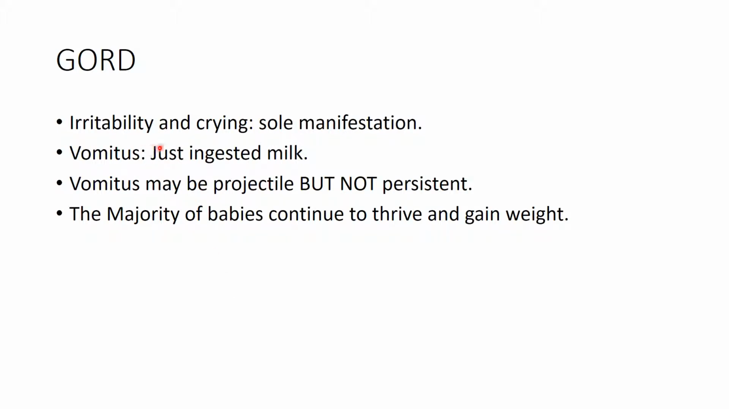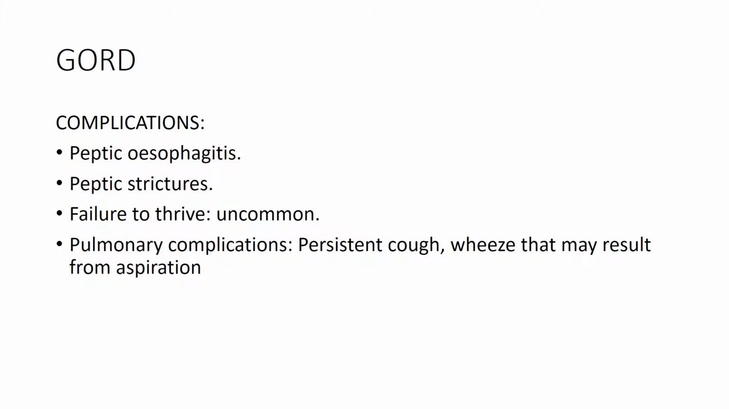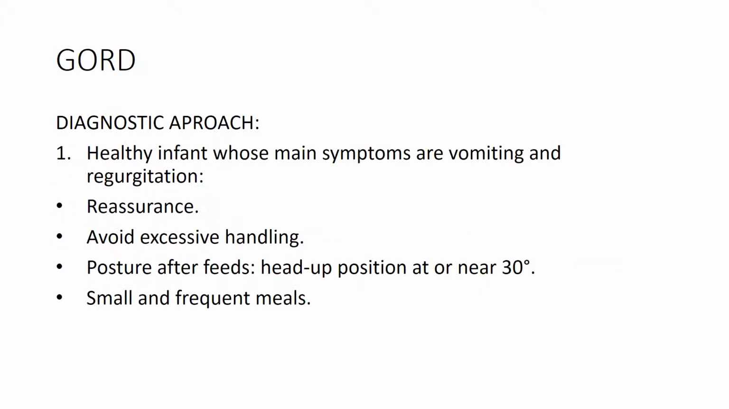In GOR, irritability and crying may be the sole manifestation. Vomitus is just ingested milk. Vomitus may be projectile but not persistent. The majority of babies continue to thrive and gain weight. Complications: peptic esophagitis, peptic stricture, failure to thrive, uncommon. Pulmonary complications: persistent cough, wheeze that may result from aspiration.